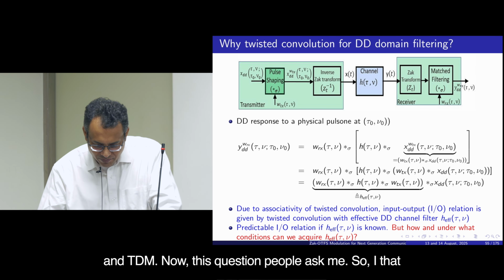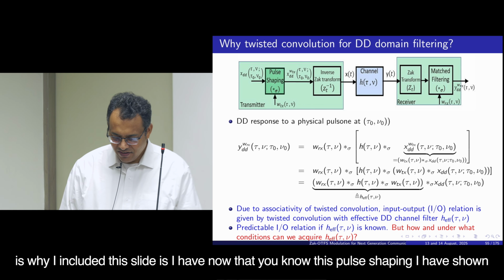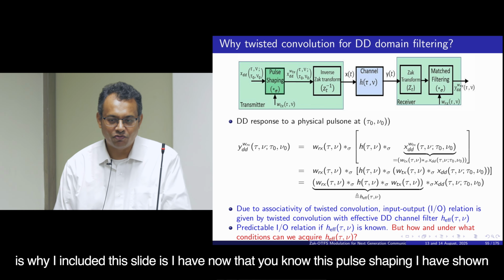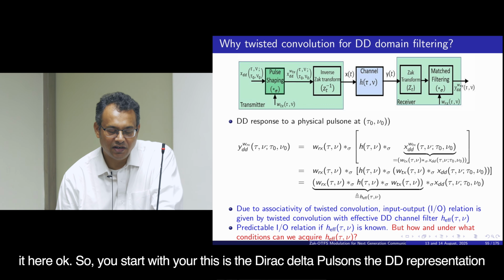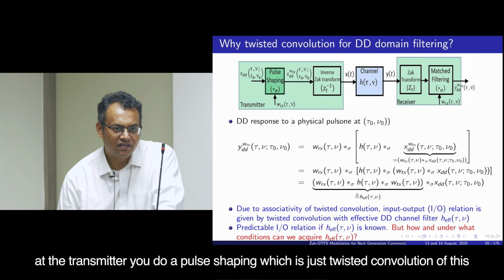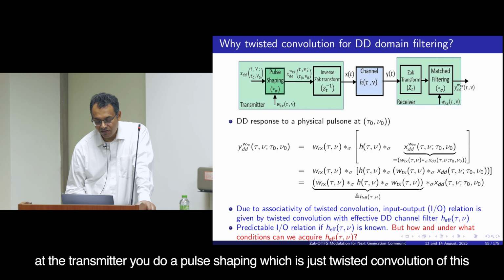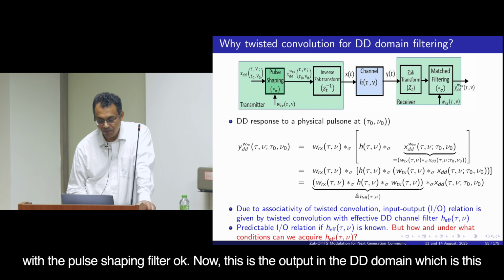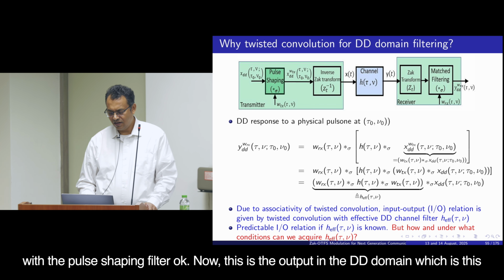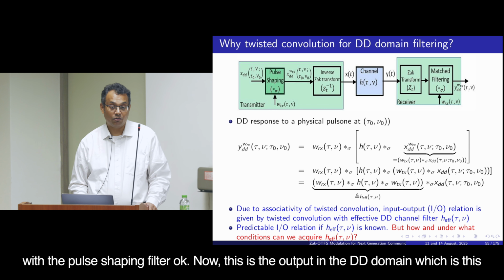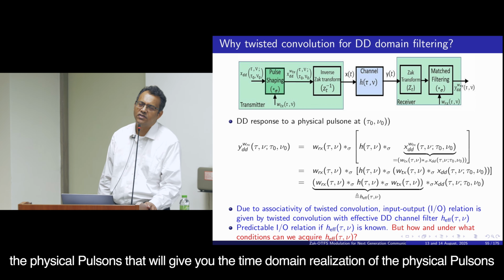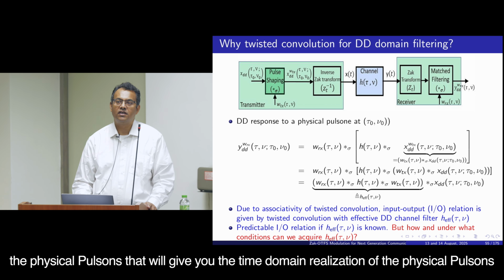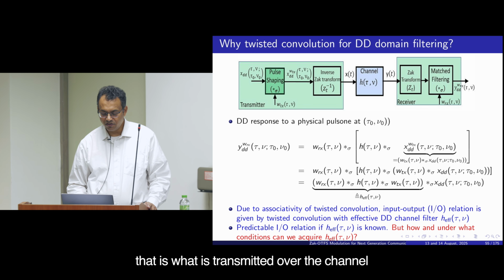Now, this question people ask me, so that is why I included this slide: now that you know pulse shaping, I have shown it here. You start with the Dirac delta pulson, the DD representation at the transmitter. You do pulse shaping, which is just a twisted convolution of this with the pulse shaping filter. This is the output in the DD domain, which is the physical pulson. Then you take the inverse Zak transform of the physical pulson, which gives you the time domain realization of the physical pulson. That is what is transmitted over the channel.